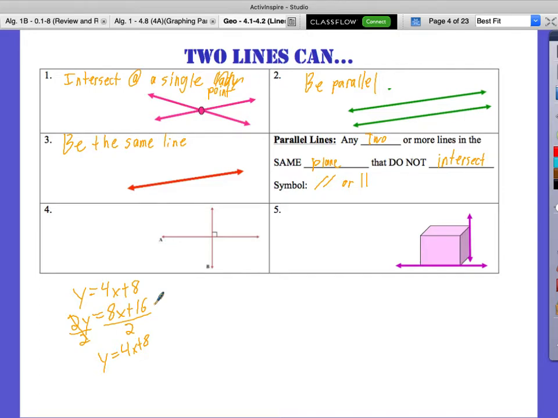Okay, number 4, what are these two lines? They are? Right. And they form a right angle, so they are perpendicular. Yeah, I heard it from a couple of different people there. They can be perpendicular, which means that they do form a right angle. Okay, that's supposed to be a U. They can be perpendicular.